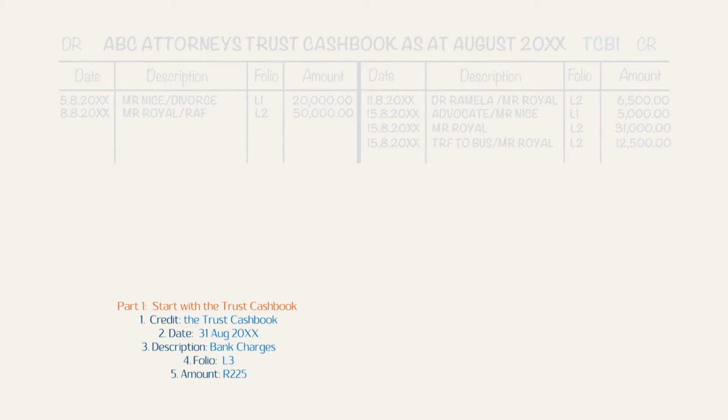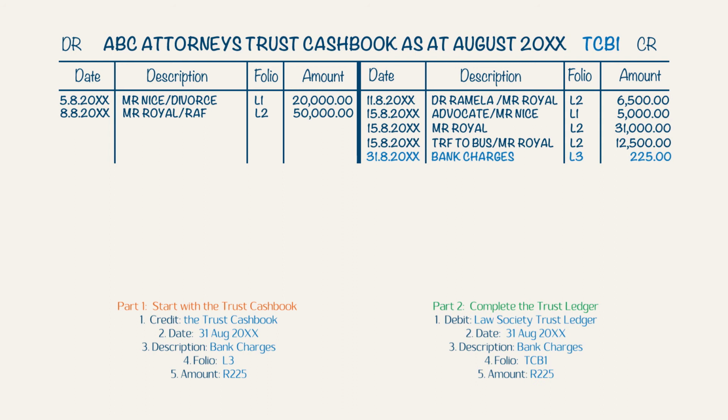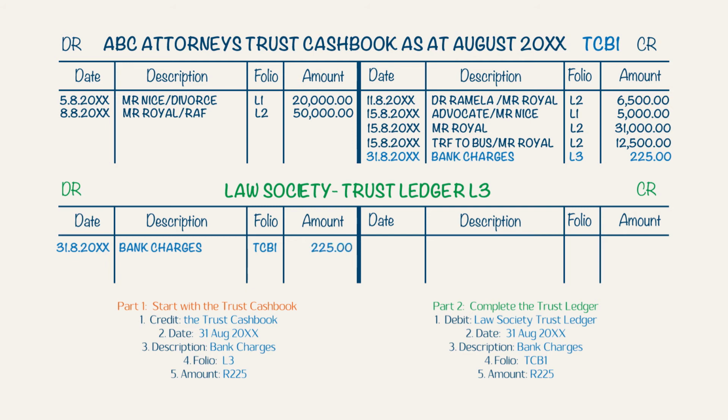Part 1. Start with the trust cashbook. 1. Credit, the trust cashbook. 2. Date, 31 August 20XX. 3. Description, bank charges. 4. Folio, L3. 5. Amount, 225 Rand. Part 2. Complete the entry in the trust ledger. 1. Debit, the Law Society trust ledger account. 2. Date, 31 August 20XX. 3. Description, bank charges. 4. Folio, TCB1. 5. Amount, 225 Rand.